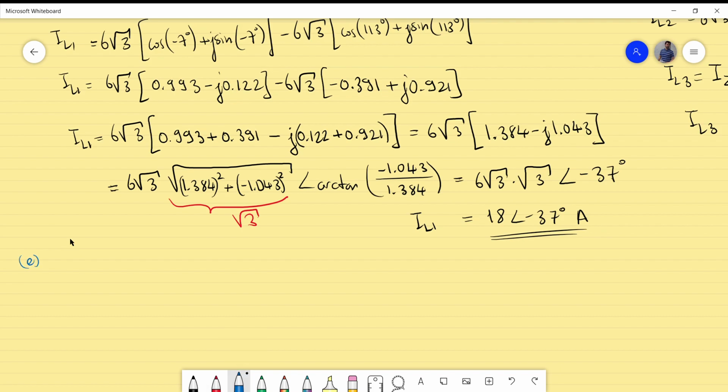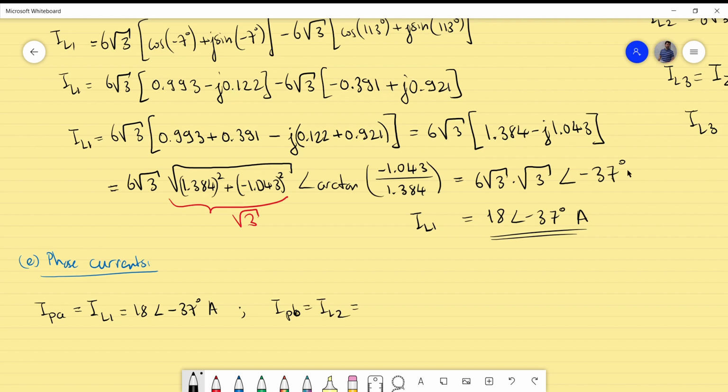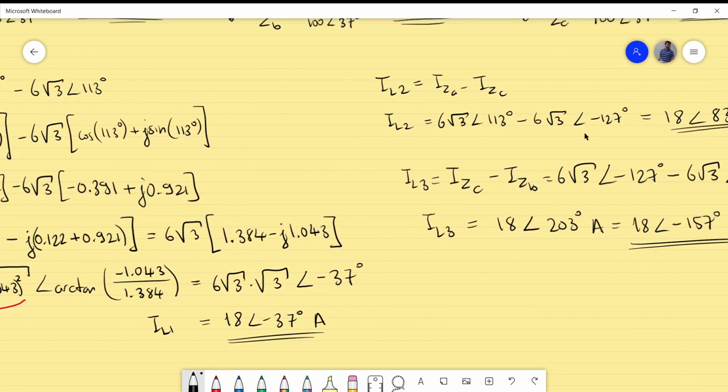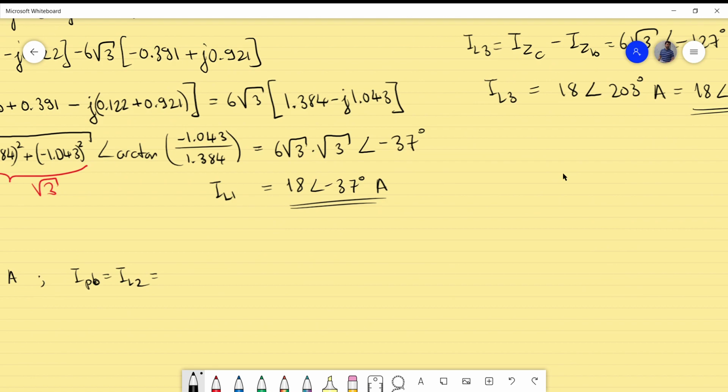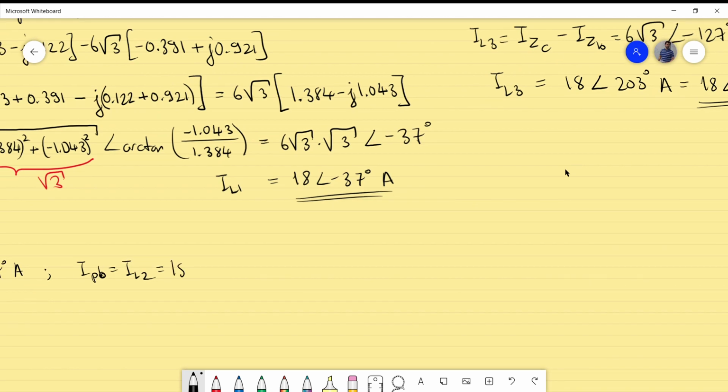So the phase currents, let's also calculate that. Let's start with phase A. Phase A will be IL1, which is 18 phase minus 37 degrees. Now let's move to phase B, which is IL2, already calculated here in equation D, which is 18 phase 83. So we have 18 amperes and a phase orientation of 83.